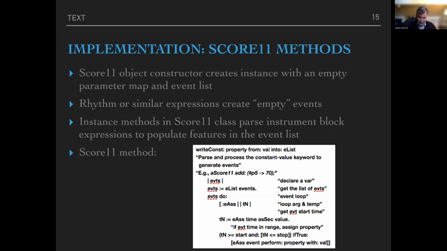So here's, I guess we don't have to go into the examples of this method, but most of the Score11 expressions translate to fairly simple methods. I think the longest one is probably 30 or 40 lines. And they mostly, as you see in this block, at some point just go through an event list and assign values, add events, or assign properties to the events in the event list.